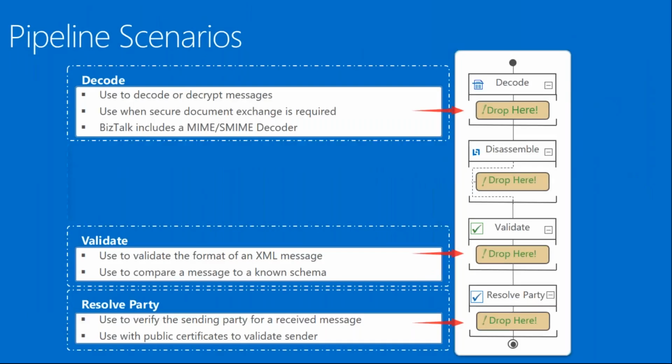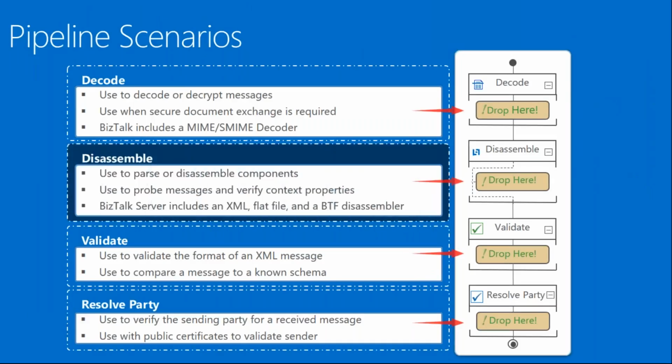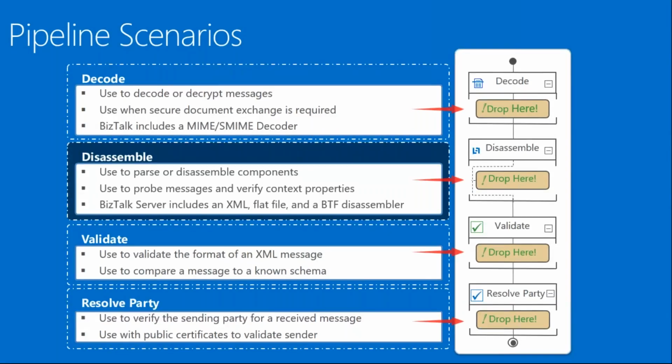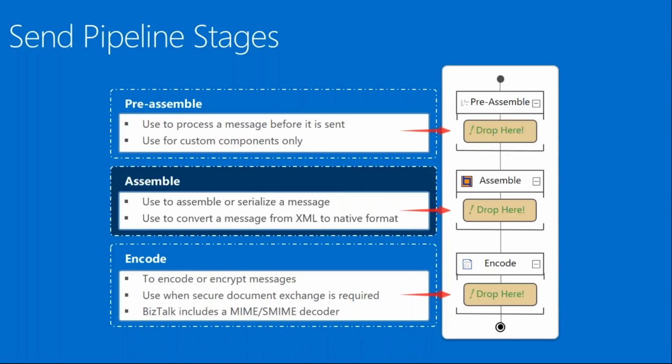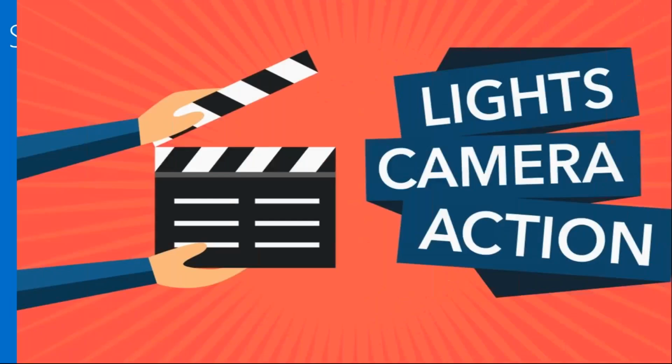The receive pipeline has 4 stages, and it is in the disassemble stage that we can add the flat file component, the flat file disassembler, to translate the flat file to an XML. The send pipeline only has 3 stages, and in the assemble stage is where again we convert the XML to a native format, in this case a flat file. Okay.